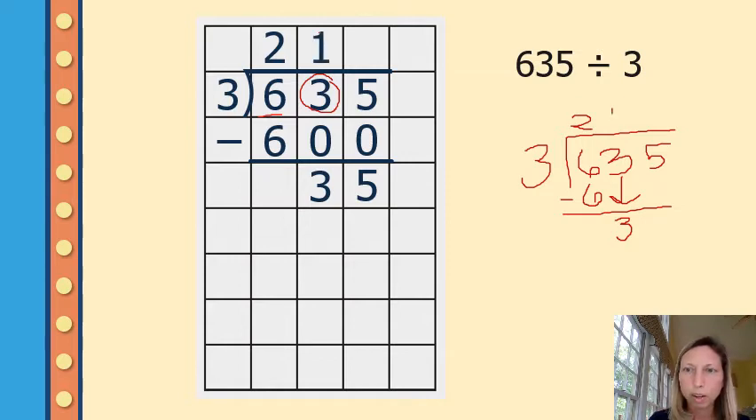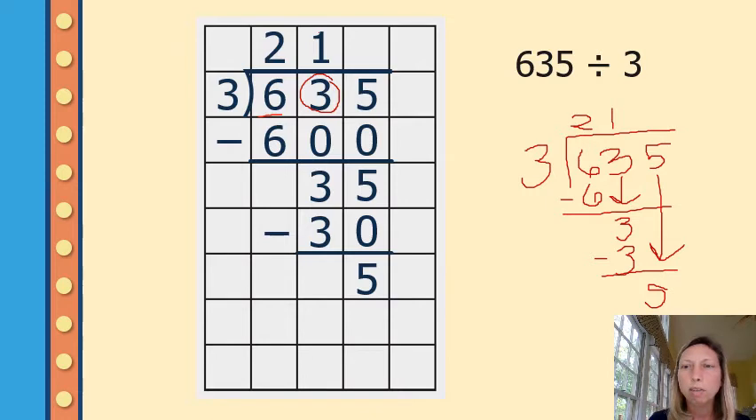Now we're looking at the 3. 3 times 1 is 3, and I subtract, and I get 0. And I bring my 5 down. So 3 times 1 is 3, you put the 0, you subtract it, and you get 5. So now we have 5 divided by 3.